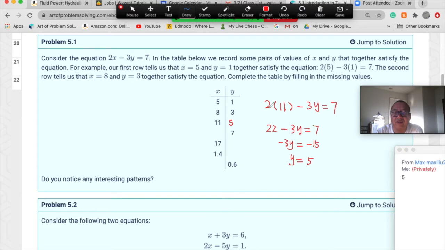Now let's check. 2 times 11, that's 22, minus 3 times 5, 15. Yes, that gives us 7. So that means this one's true. Okay, now the next one. They give you y equals 7, then they ask you what is the value for x that can be the solution of this equation.